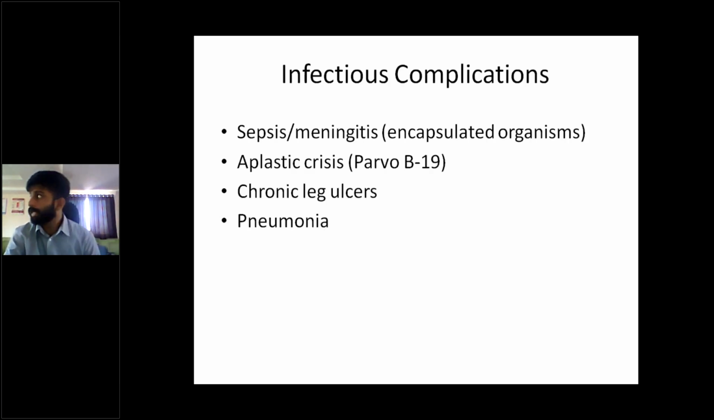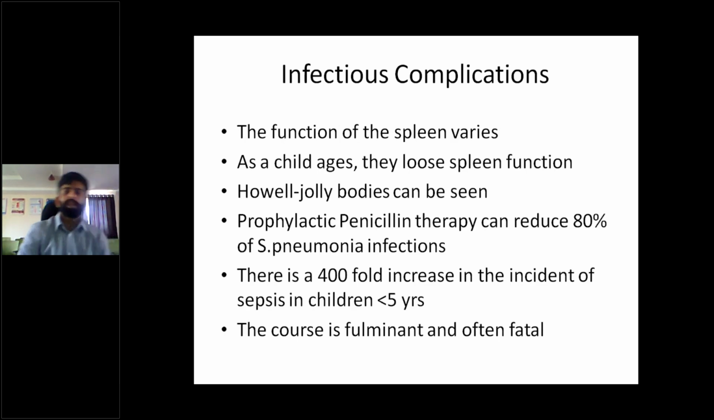Infectious complications include sepsis and meningitis. Encapsulated organisms can cause meningitis, like meningococcus, pneumococcus, and Haemophilus influenzae. Aplastic crisis can be seen with parvovirus B19. Chronic leg ulcers and pneumonia can be seen. These are the infectious complications, and the function of the spleen varies. As the child ages, they lose the spleen function in sickle cell anemia. So you require prophylactic penicillin therapy, which can reduce 80% of Streptococcus pneumoniae infections.